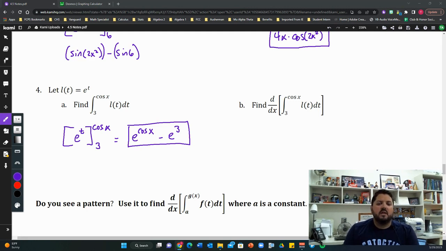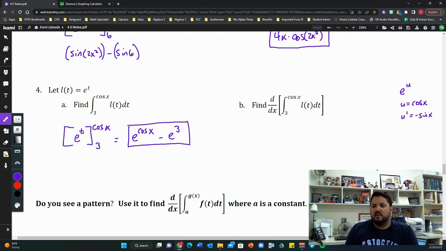So the derivative of e to something, again, is another chain rule. So e to the u, where u would be cosine of x. So then u prime would be negative sine of x. And the derivative of e to the u is e to the u times u prime. So that results in negative sine of x times e to the cosine of x power. And then the derivative of e cubed, well, e cubed is again just a number, so the derivative of a constant is 0. So this is all that is left.